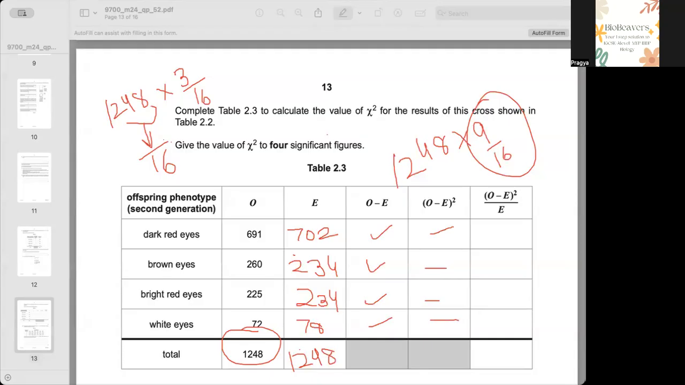So to make your life a little bit easy, what I'll do is I'll actually do each of the calculations. So O minus E square. So when we're talking about the O minus E coming on to first, we have the 702 minus 691. That's your first value. Okay. 702 minus 691. That gives you a value of 11.